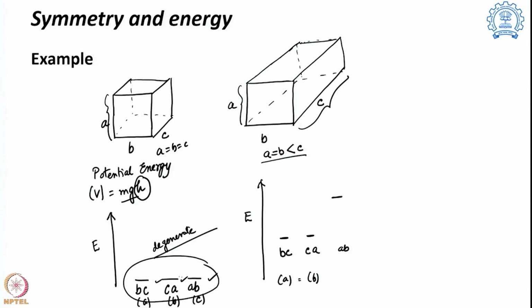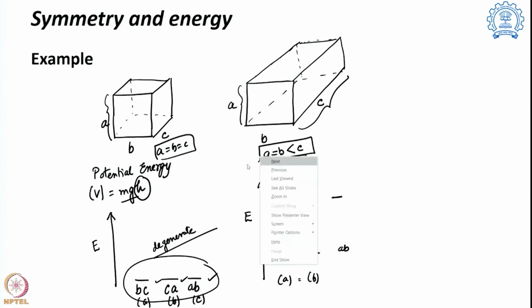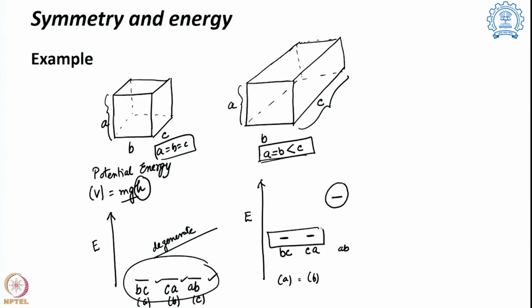So previously all 3 were the same because A equals B equals C. Here I break the symmetry and make it less symmetric: A equals B but not equal to C, or less than C. For that, one of them goes out, the rest remain symmetric or degenerate, but this one goes higher in energy. It breaks the degeneracy.